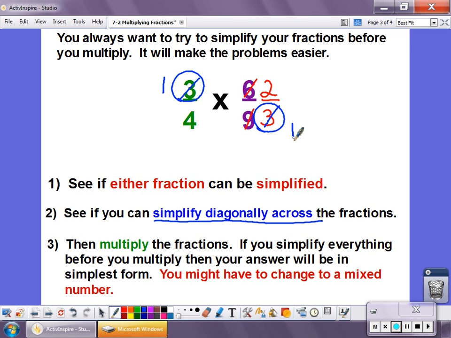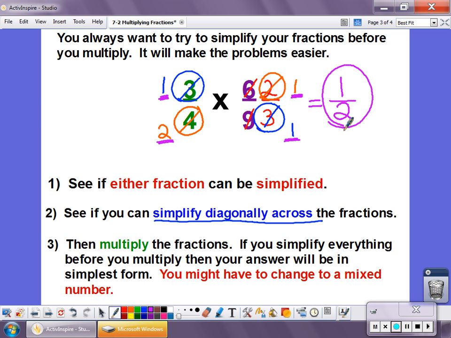Now, I said you can divide and simplify diagonally. That means I can go this way too. This 4 and this 2 also have common factors. Both of these numbers can be divided by 2. 2 divided by 2 is 1, and 4 divided by 2 is 2. So now that I have everything simplified, all I need to do is multiply it. I'm going to multiply the same way. Numerator times numerator, 1 times 1 is 1, and denominator times denominator, 2 times 1 is 2.